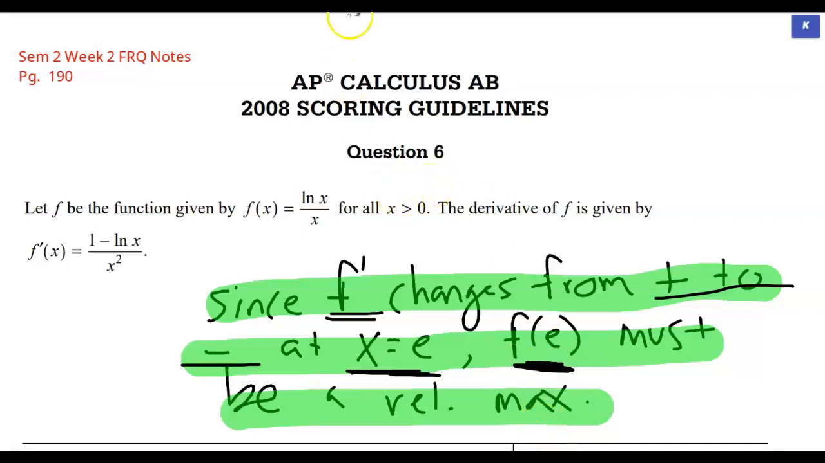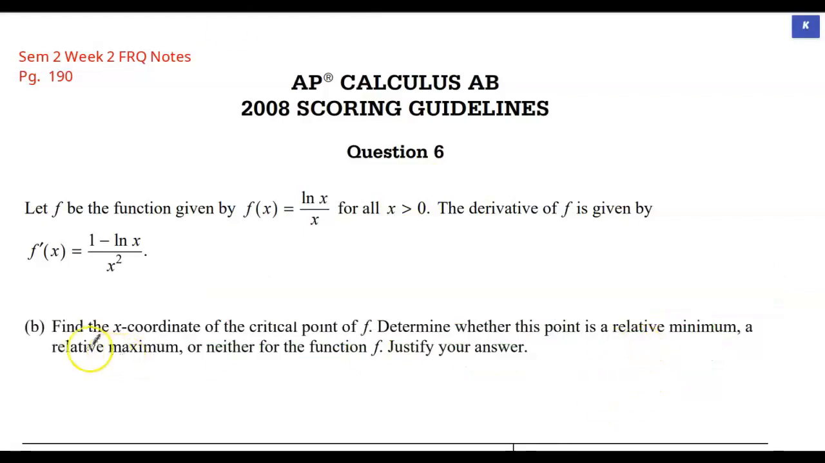Okay? And that answers the last two parts of the question, which is determine whether it's a relative min or max, which we did, and then justify your answer, which the justification is the math you showed plus that sentence I told you to write at the end.